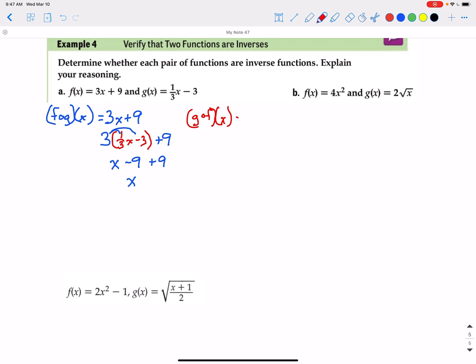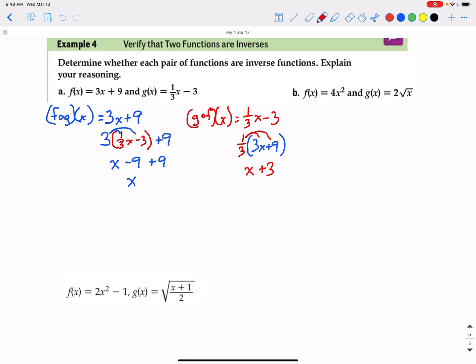So that means we'll start with the g function, which is 1/3 x minus 3, and then replace the x in the g function with the f function, and the f function is 3x plus 9. And then we simplify. So we do 1/3 times 3x. So that's 1/3 times 3 is just 1. So that would be 1x. And then 1/3 times 9 is 3.